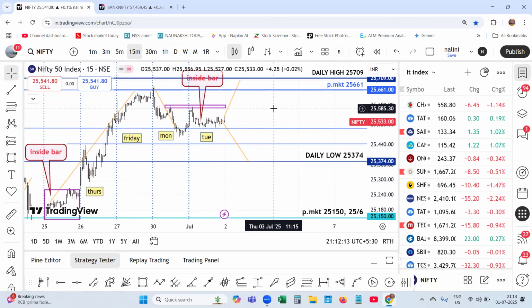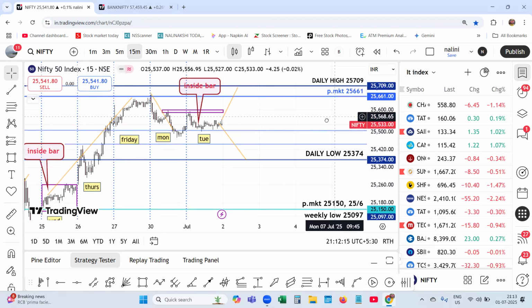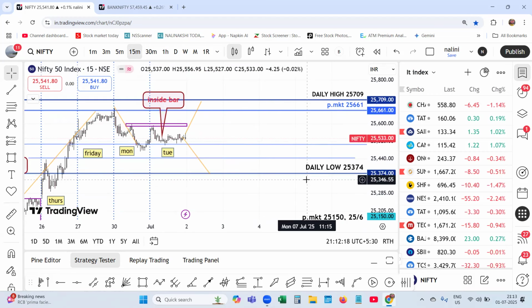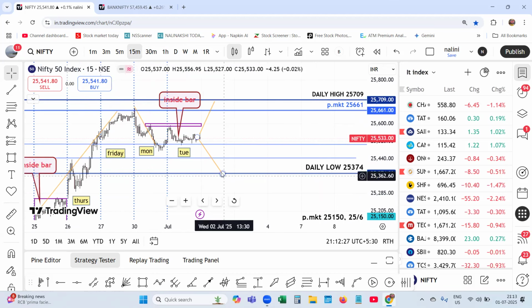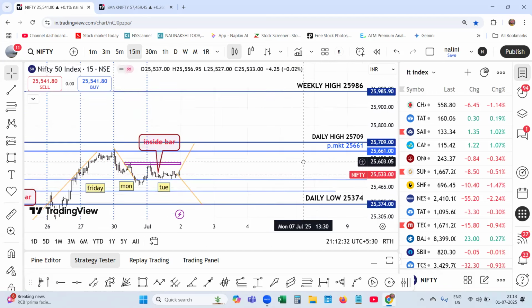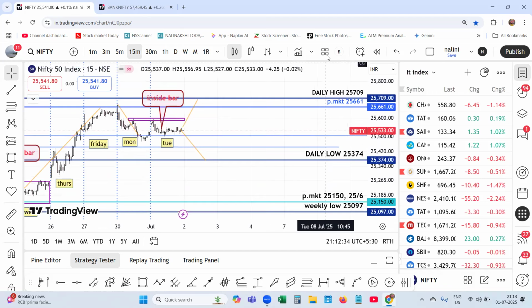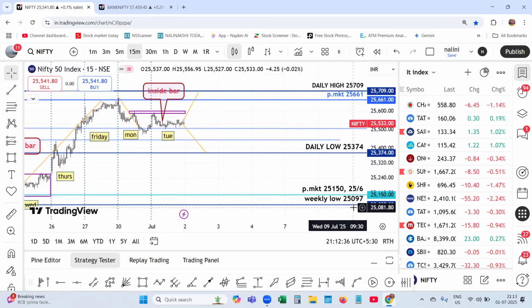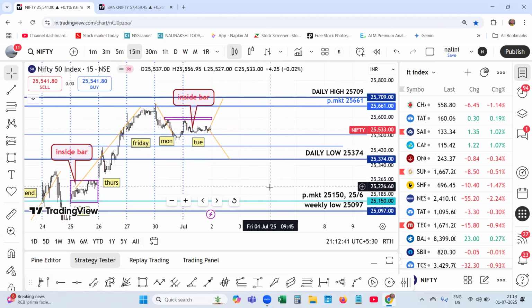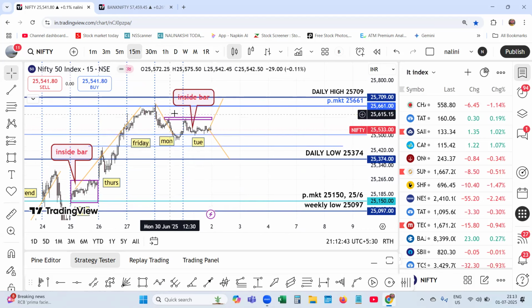There are two possibilities. So based on the India VIX, the levels to note down are 25,374 and 25,709. You need to note down on the higher side 25,986 and 25,097 on the lower side. So the inside bar is formed in this area.